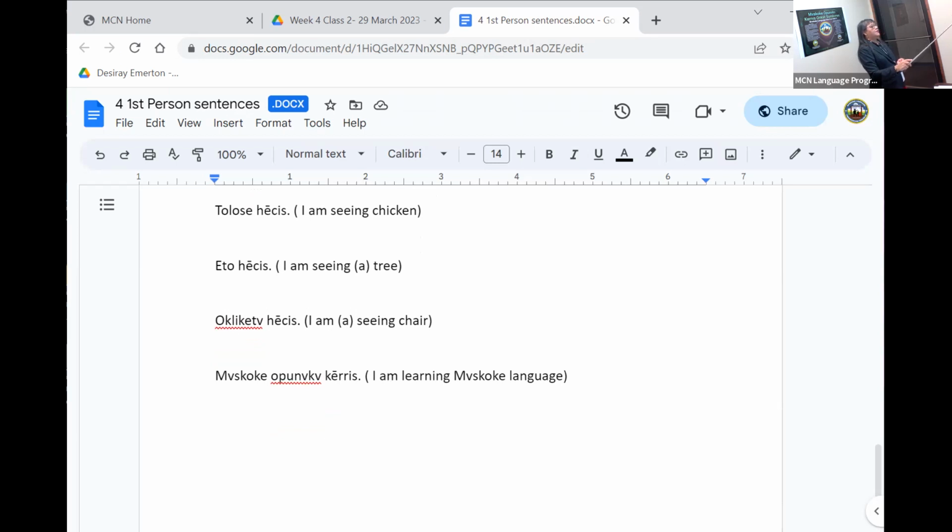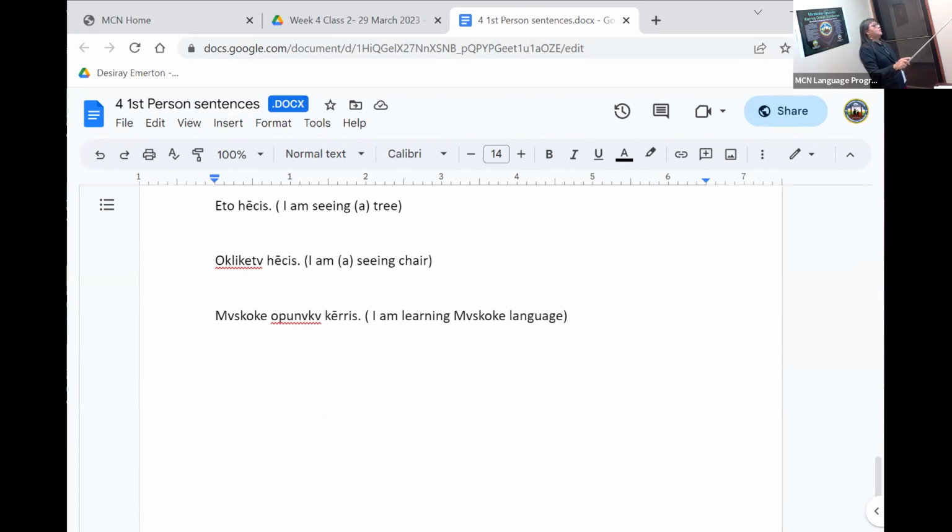Oklegida hijes. I am seeing a chair. Mvskoke opanaga hites. I am learning Mvskoke language. I thought that was cool. So you can say that now.